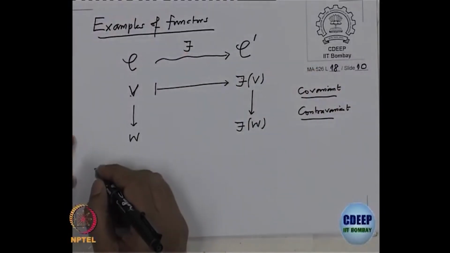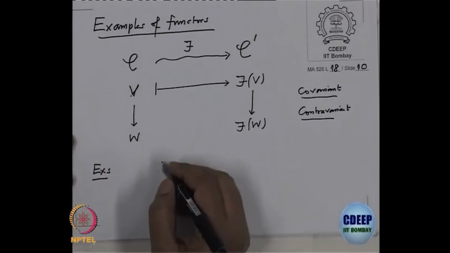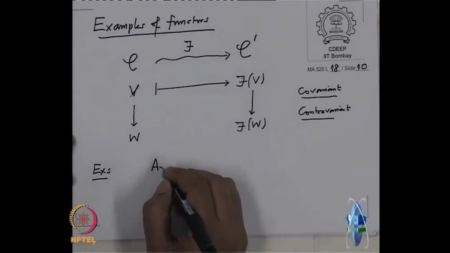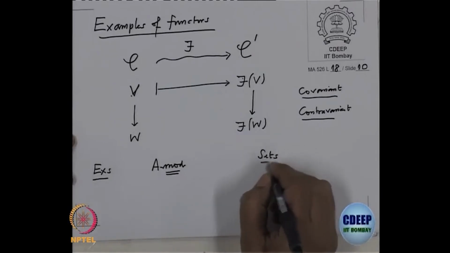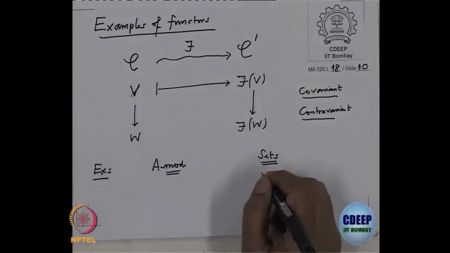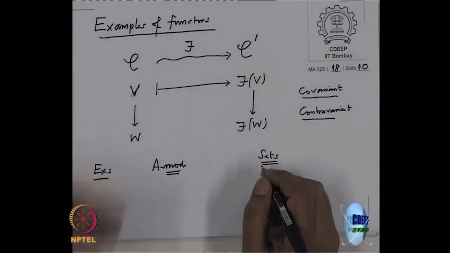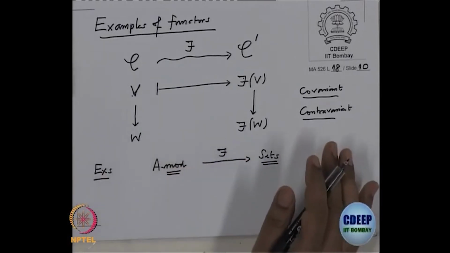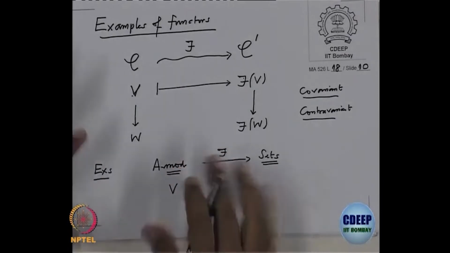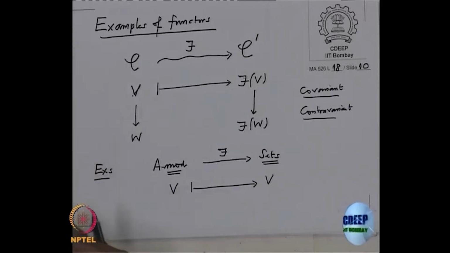Now, 3 examples we will see, concrete examples. You take our category of A modules and the category of sets. Here the objects are sets and the morphisms are maps. Here the objects are A modules, and the morphisms are A module homomorphisms. Now I have a functor here, namely F, which is a forgetful functor. You take a module and forget that it has a module structure, think of it as a set only. And when you have a module homomorphism, you forget that it is a module homomorphism, it is a map also.